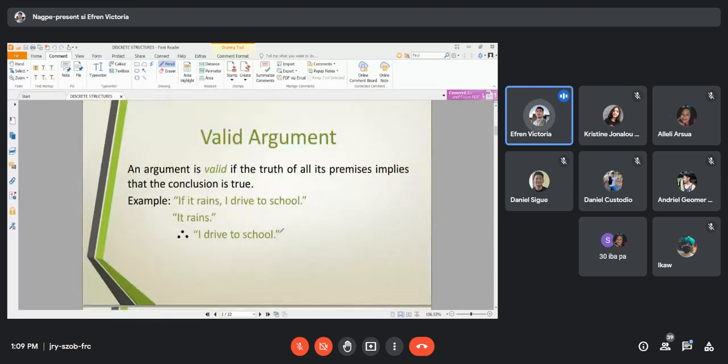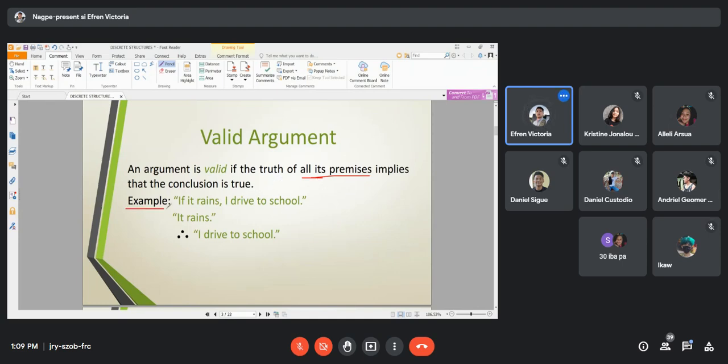So, valid argument. An argument is valid if the truth of all its premises implies that the conclusion is true. Okay, so kung pagbabasehan natin mamaya dito, makikita natin na true yung conclusion based on the truth value of all its premises. Kailangan lahat sila ay true.